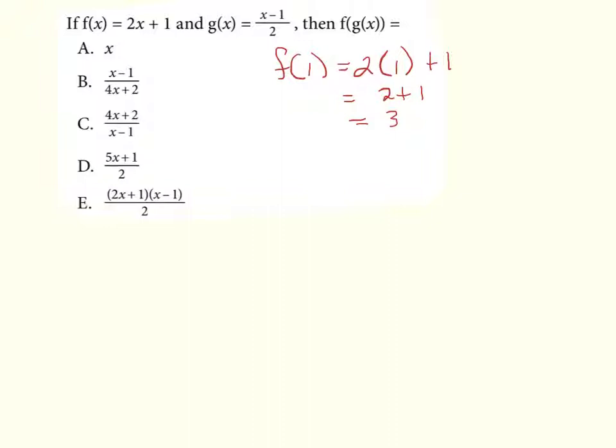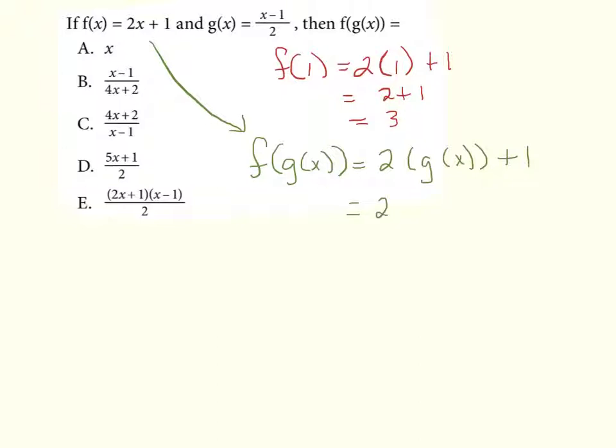It's just that it's f of g of x. So you're going to substitute your x for g of x. So you're going to do 2 times g of x plus 1, because that's your function right here. And then you're going to place that g of x, which is your g of x equals x minus 1 over 2. So you're going to substitute that there. So this is 2 times x minus 1 over 2 plus 1.